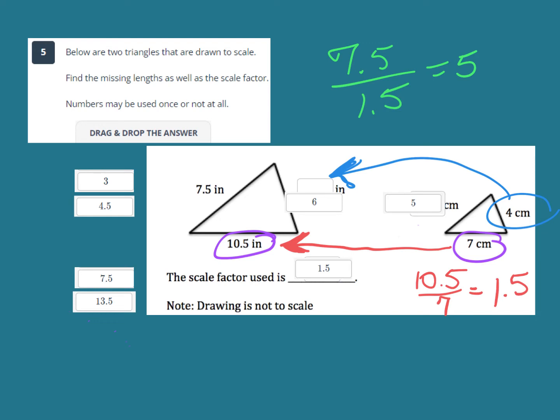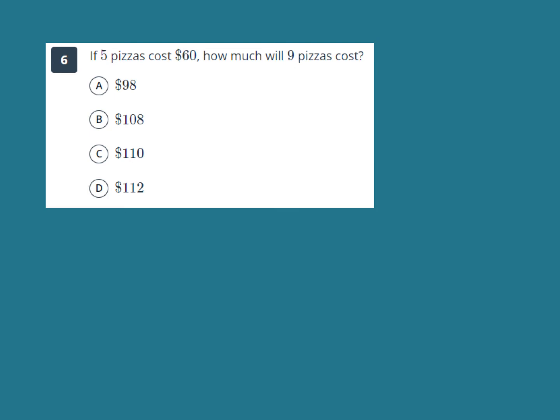Next, I'm sorry, I skipped over number 6. Like I said, I skipped number 6 by mistake. I apologize for that. This is a simple one: how much will 9 pizzas cost? So we are doing a proportional relationship here. Remember, words first, right? And pizzas, 5 pizzas cost $60. So I'm going to go cost, I'm not going to use the blue though. I'll use the white because it shows up very nicely.